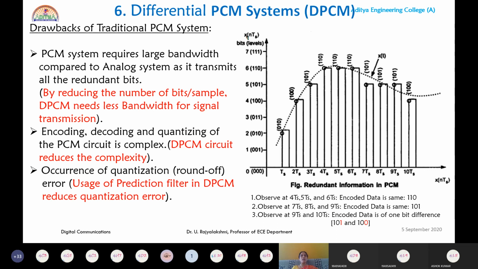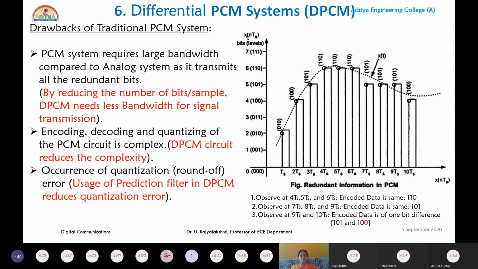So that is the main drawback of the PCM system. What is the drawback of the PCM system? The PCM system needs a large amount of transmission bandwidth. In order to overcome this, our DPCM will remove the redundant data.